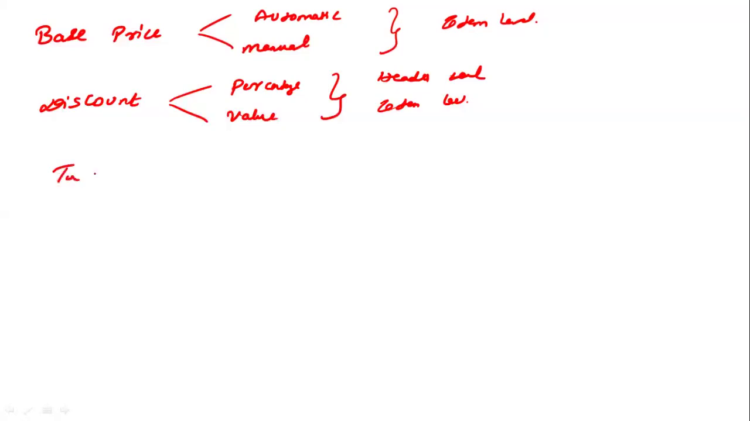Then you have the third component, which is tax. This will always flow in this format only. First base price, then discount, then tax. You're not going to apply the discount after the tax. Tax is also of only one type, which is percentage, no value. Tax is a component which always comes percentage based because of the GST law. And this can be applied only at the item level.